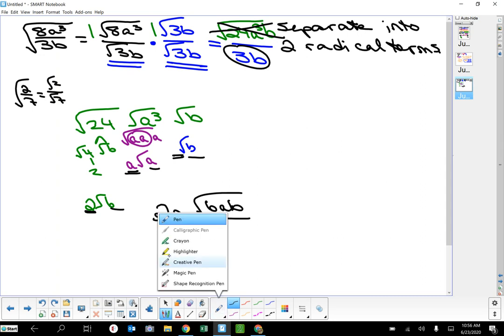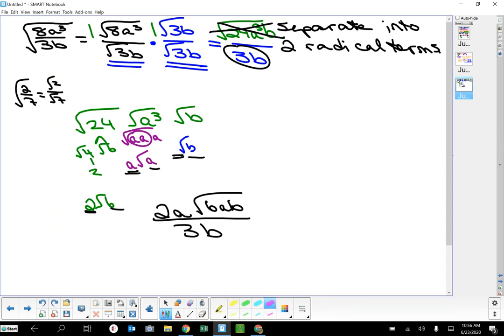And again, before you finish, leave the radical alone, but make sure you check and see if any of that's reducible. And again, in this case, it's not, right? 2 over 3 won't reduce. The a over b won't reduce. And so you can't reduce any of those, making that your actual answer.